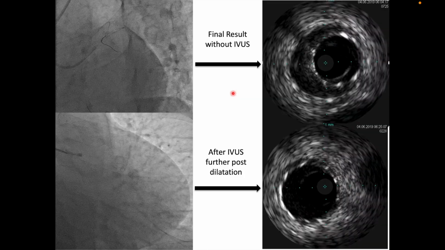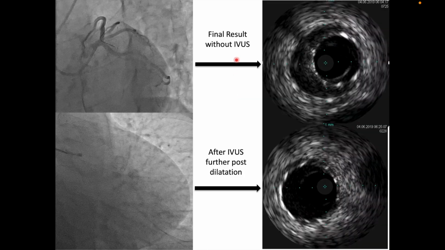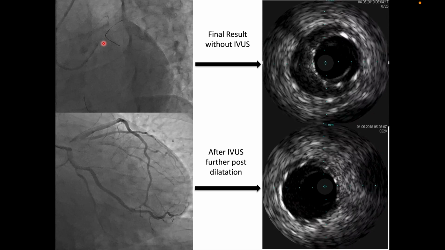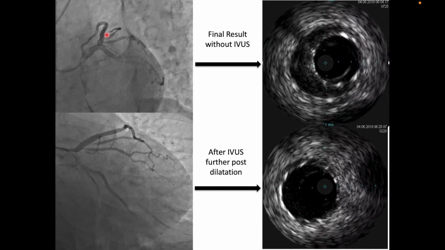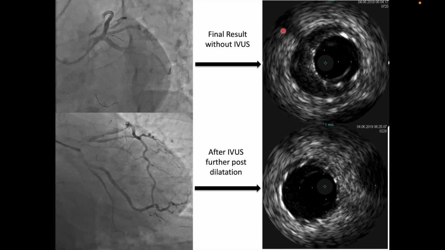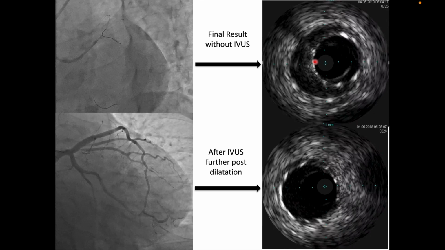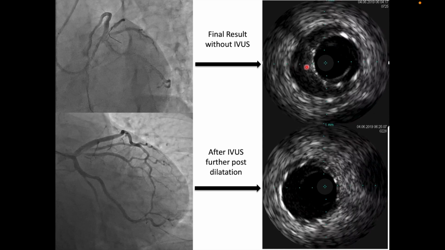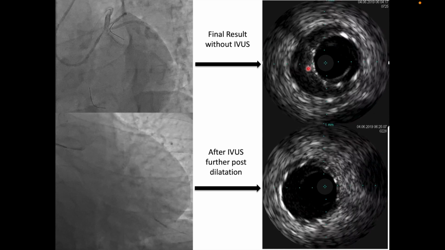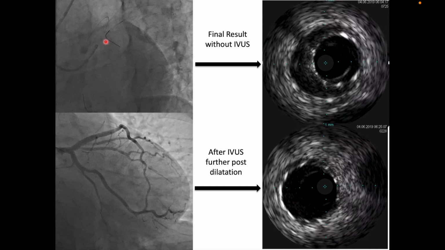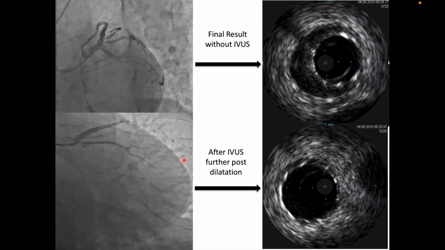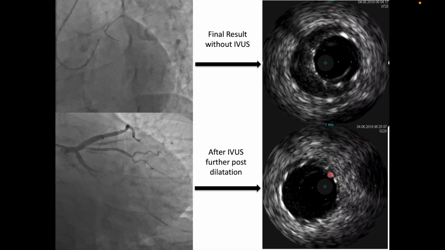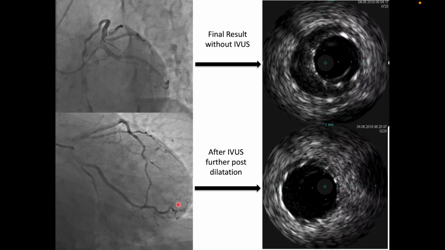And if you see the IVUS, angiographically the result looks pretty good even the first time and the second time. But if you look at the IVUS runs after the first stent deployment, you can see that on IVUS it's a very malapposed and unexpanded stent, although angiographically it looks pretty good. This is after IVUS, and you can now see the difference, how well opposed and well expanded this stent is.